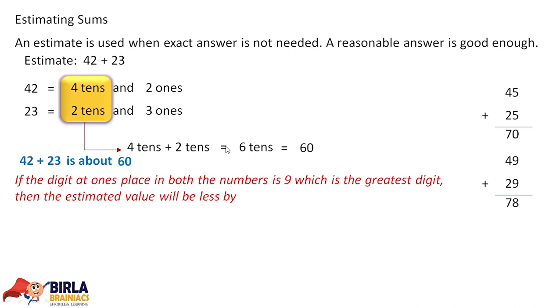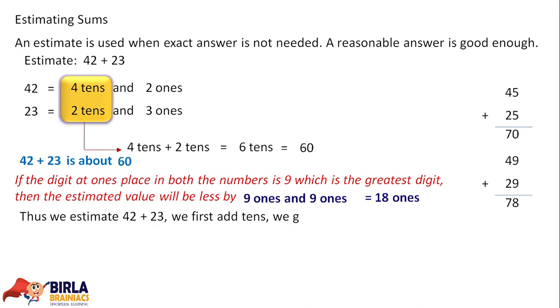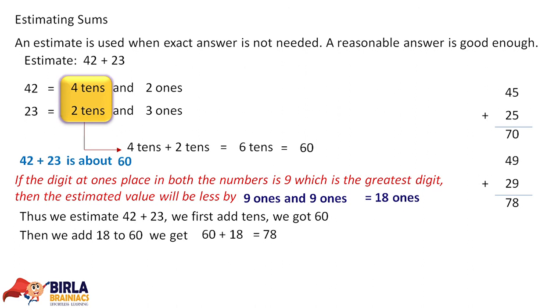Okay, so your estimated sum 60 is less by how much? 9 ones of the first number and 9 ones of the second number, because we added just 40 and 20. So if it is 49 and 29, it is 9 ones less in the first number, 9 ones less in the second number. So 9 ones of the first number and 9 ones of the second number is equal to 18 ones less. Okay, so what we do, we estimate the sum of 42 and 23. First we add the tens, we got 60, the lower value, and then to this 60 we add 18 to get the higher value, and the higher value 60 plus 18 will be 78.